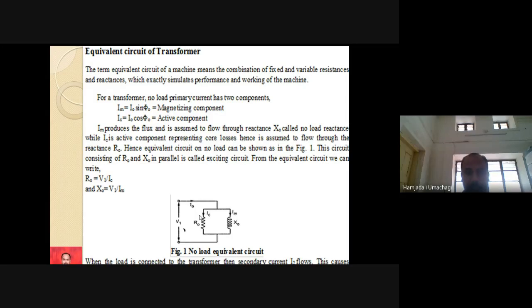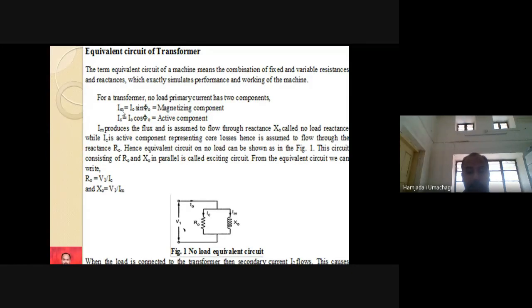Is it clear? This is the first basic step you have to explain whenever the question is asked, like: with a neat sketch, explain the equivalent circuit of a transformer starting from the fundamentals. Usually this is 8 to 10 marks in the final examination. So first you need to write the definition of the equivalent circuit of a transformer. Equivalent circuit of a machine means a combination of fixed and variable resistances and reactances, resistance meaning R, reactance meaning X, which simulates the performance and working of the machine.